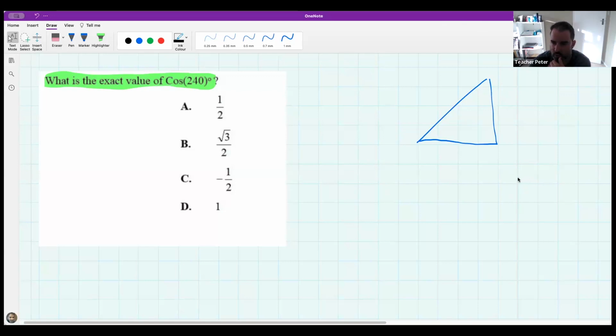Okay, let's go to Buchle. Buchle, what would you do? So we first have to reduce this. Okay. We have to make it an acute angle. So minus cos 240 would be in the third quadrant. Okay. And that is 180 plus. So we'd say 180 plus 60. Perfect. And that is a special angle.